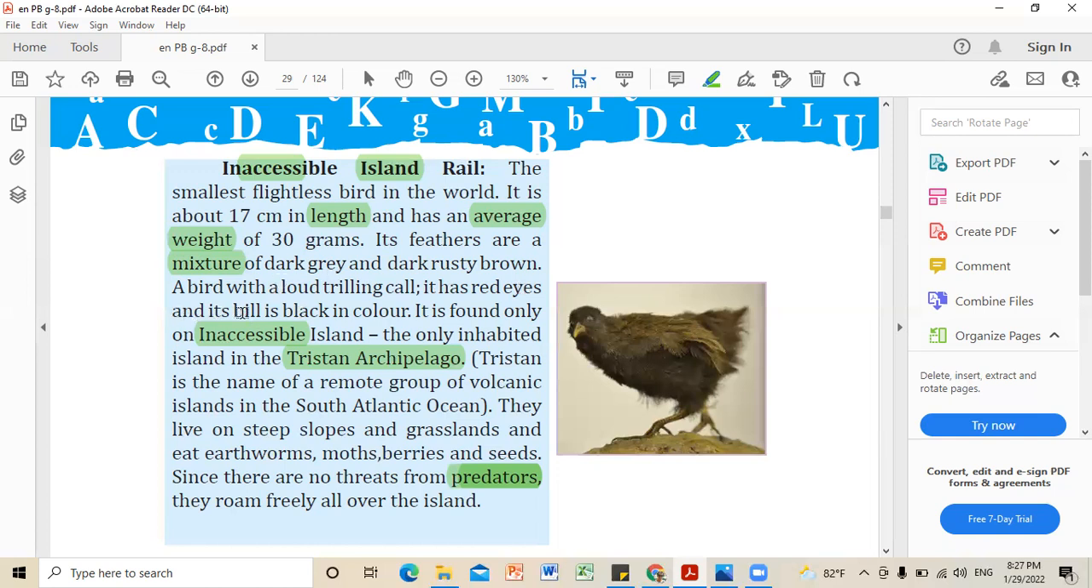And its bill is black in color, right? And its bill is black in color.